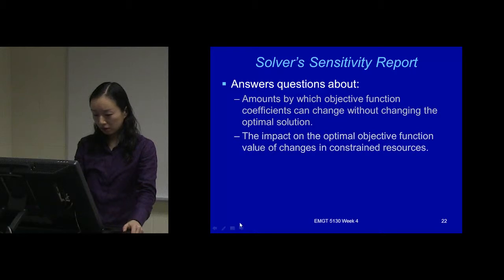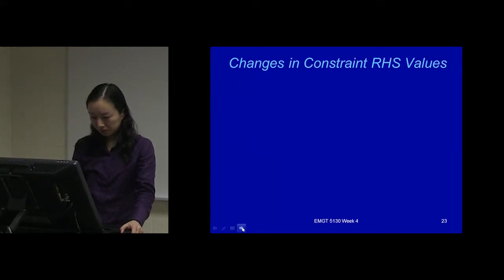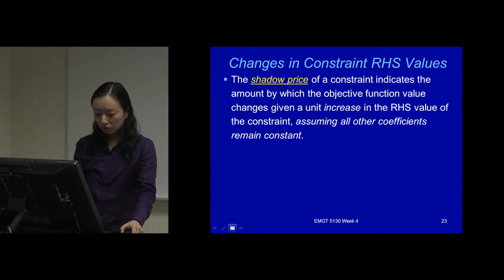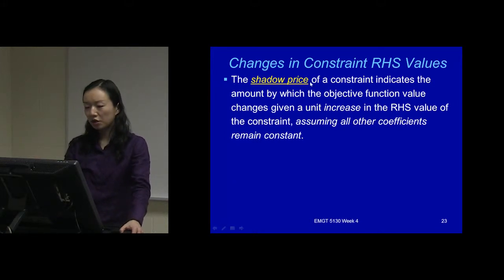Next, look at the impact on the optimal objective function value of changes in the constrained resources. So the shadow price is something we're going to introduce, and we'll just read this first. A shadow price of a constraint indicates the amount by which the objective function value will change, given a unit increase in the right-hand side value of the constraint, assuming all other coefficients remain constant.